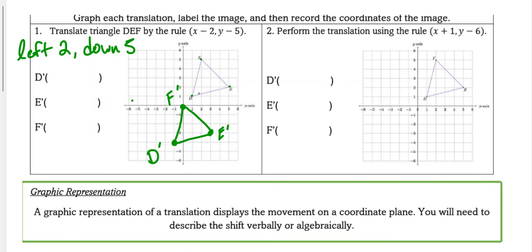Same exact triangle. Nothing about the triangle changes except for where it is. The location is the only thing that changes. It slides down and to the left. Now I'm going to record those new coordinates. -1, -4 for D. F is easy because that's right in the middle. And then E is at 3, -3.